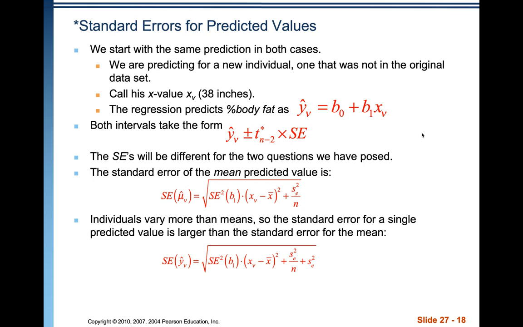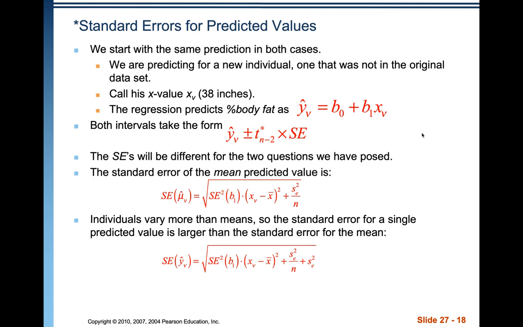We start with the same prediction in both cases. We are predicting for an individual, one that was not in the original data set. Call his X value X_v, which is 38 inches. The regression predicts percent body fat as y hat v equals b naught plus b1 times x_v. Both intervals take the form y hat v plus or minus the critical value of t with n minus 2 degrees of freedom times the standard error.